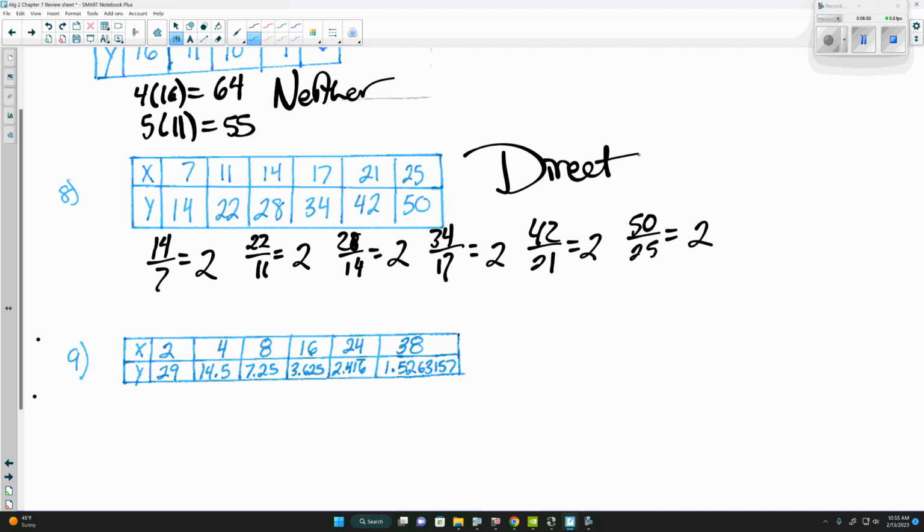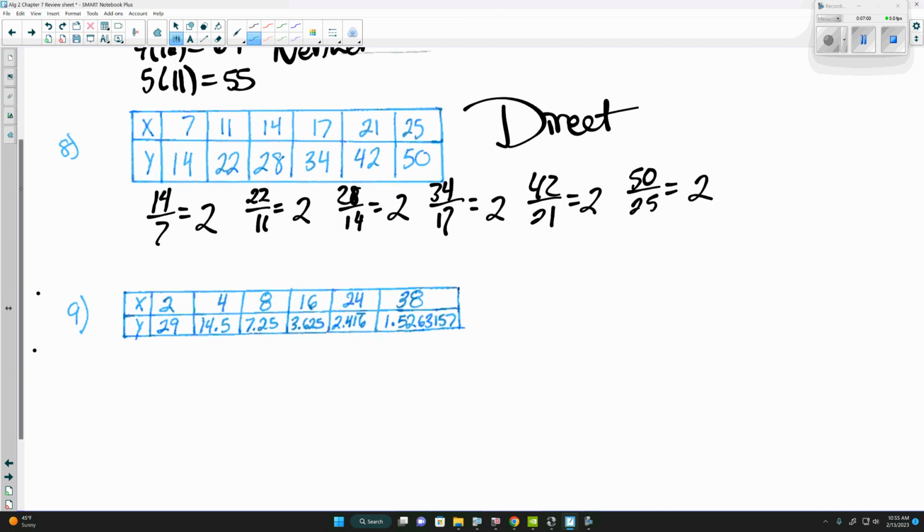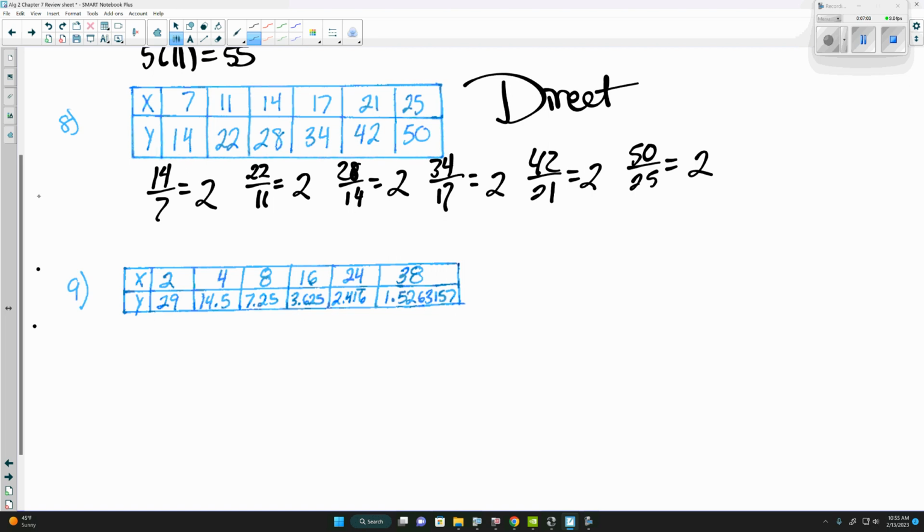Now on the test, I would make sure to check every single one, because just because the first 5 work doesn't mean the 6th one will too. Any questions on 7 or 8?